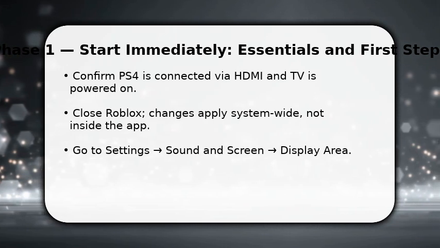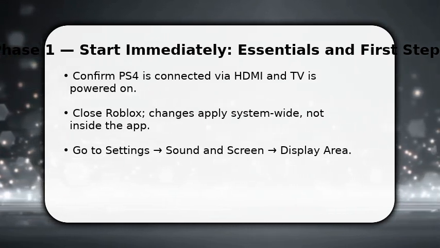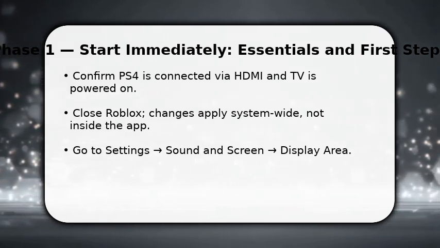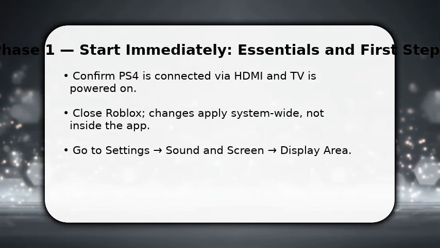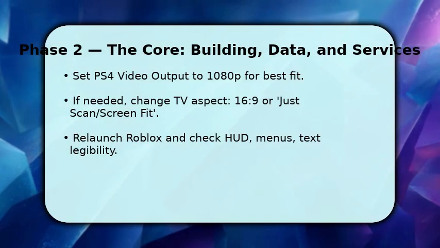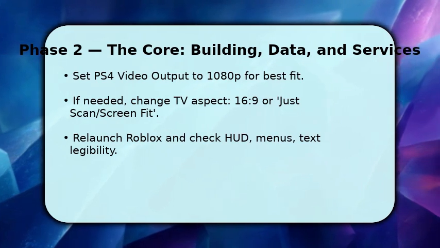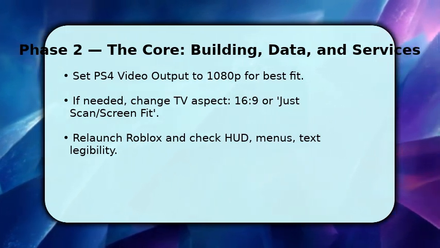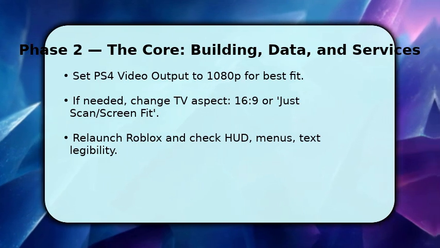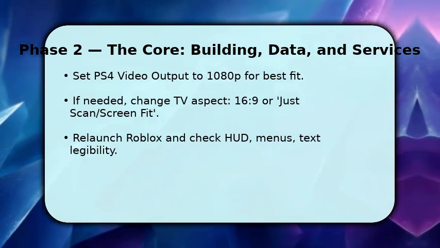This is the only reliable way to change how much of the game fits on screen. Make sure edges aren't cut off before you accept and save the setting. Once the system display area is set, go to Settings, right arrow, Sound and Screen, right arrow, Video Output Settings, and confirm 1080p or match your TV.